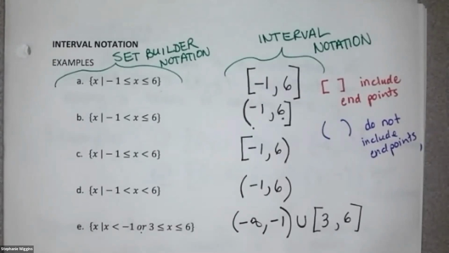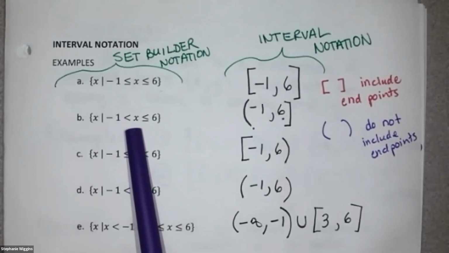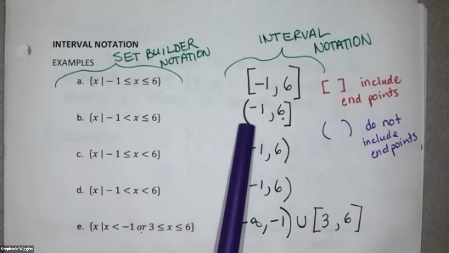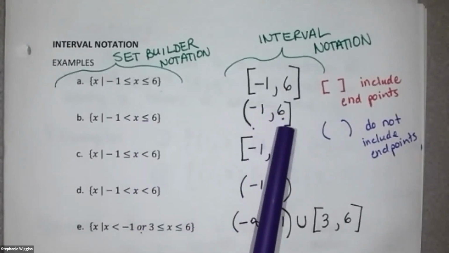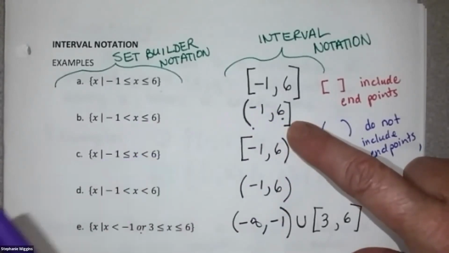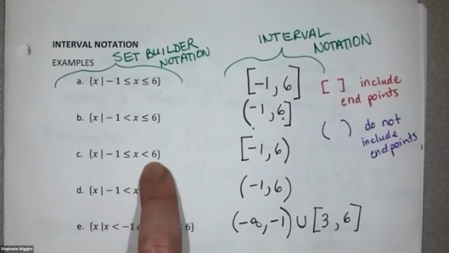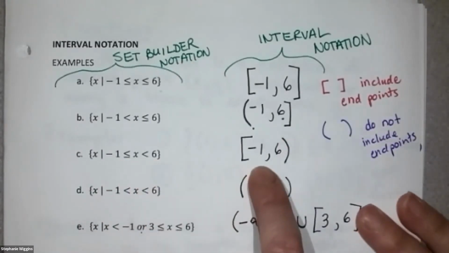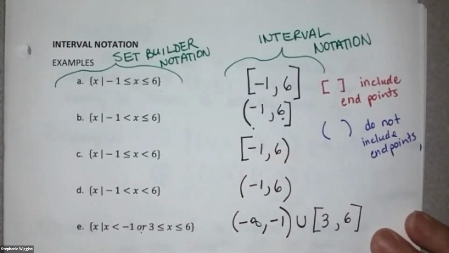In part B, -1 is strictly less than x. There's no equality there, so we use the open bracket. But for 6, we do have an equal sign, so we use the closed bracket, the square bracket here. And here it's just the opposite. The -1 is included, but the 6 is not, so we write it like this. And of course, this just shows everything in between.